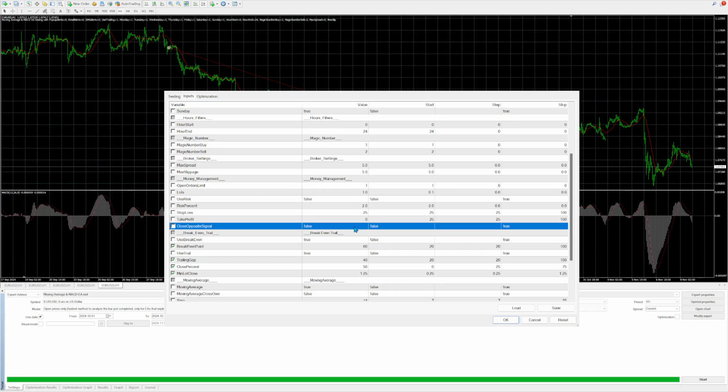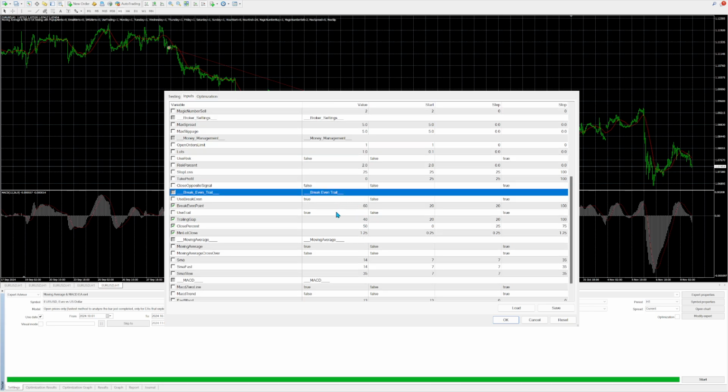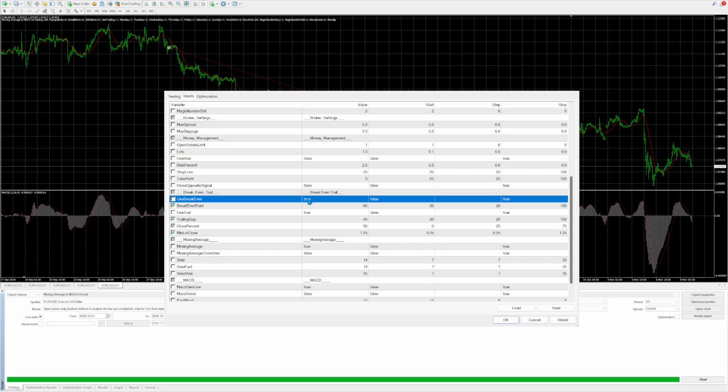Close opposite signal. This basically means, as I was showing you earlier, if there's a signal in the opposite direction, any open trade will be closed. Break even and trailing stop we've covered. This can be a good way to lock in profits. Don't let winning trades turn into losing ones and try to maximize moves as much as possible.